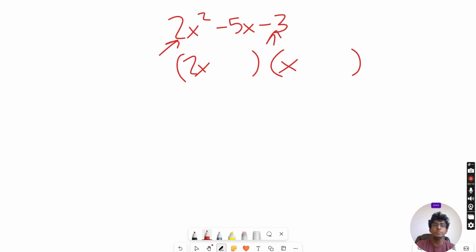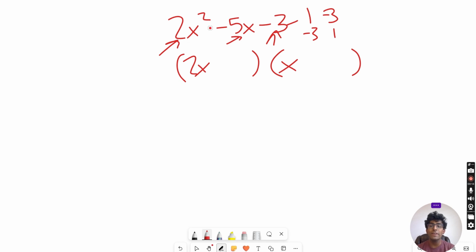All right, so what are our factors of 3? Well, thankfully, it's just 1 and 3. But we need a pair of 1 and 3. Well, one of them is going to be positive, one of them is going to be negative. So it's either 1 and negative 3 or negative 3 and 1. Which one will sum up to negative 5?